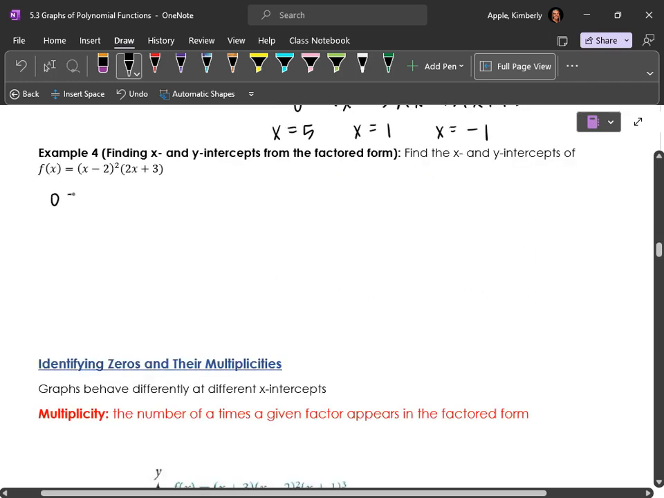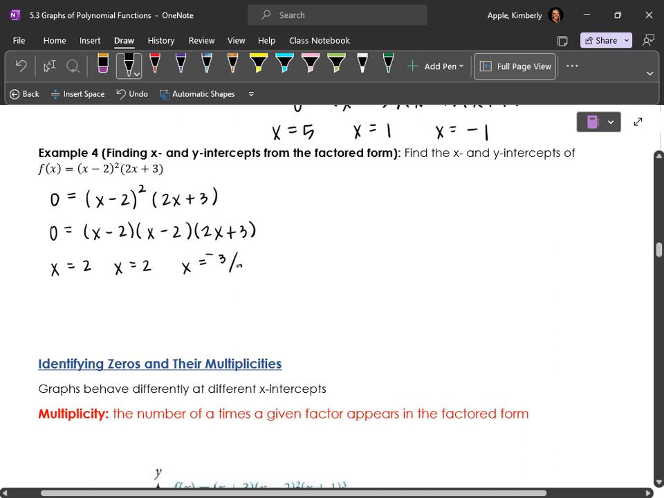It's pretty easy because remember, let's find the x-intercepts first, and that's with f of x equal to 0. So the cool thing is, they've already factored it for us, right? So we're just going to take all of these factors and set them equal to 0. But let's first realize that x minus 2, there are 2 of those because it's squared. And at this point, we can go ahead and just say x equals 2, x equals 2, and x equals negative 3 over 2. And there are your x-intercepts.